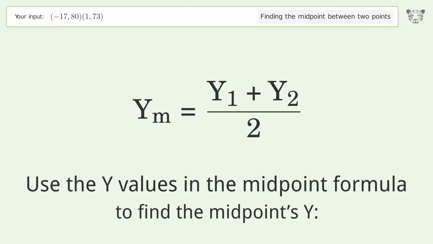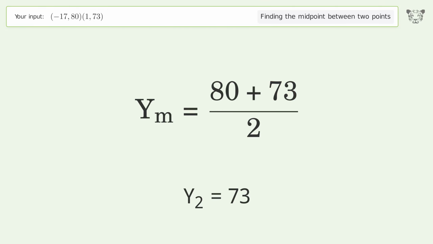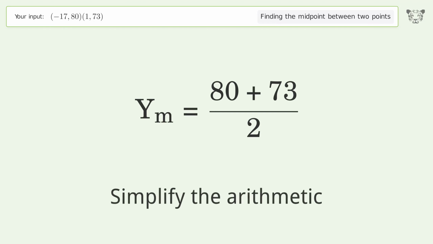Use the y values in the midpoint formula to find the midpoint's y. y1 equals 80. y2 equals 73. Simplify the arithmetic.